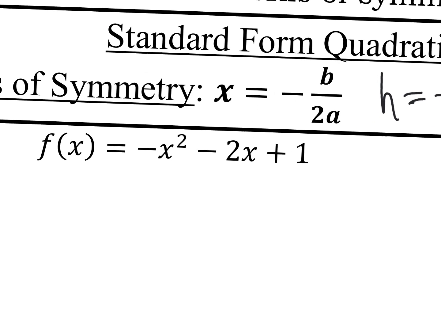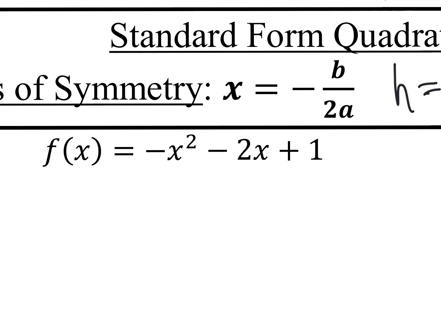Before I proceed, I like to label my a, b, and c values. This is a negative x squared, so it's like negative 1x squared. That means my a is negative 1. I don't write the x squared with it. It's just the coefficient by the x squared. And b is the coefficient by the x, so b is negative 2. And c is your constant term, which is plus 1, so I'm just going to write a positive 1. And so those are my a, b, and c values.